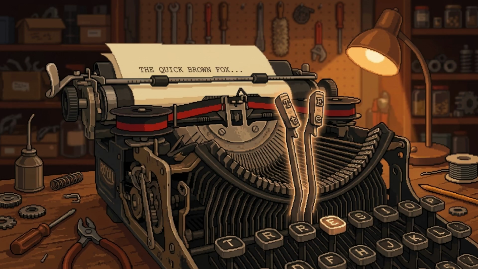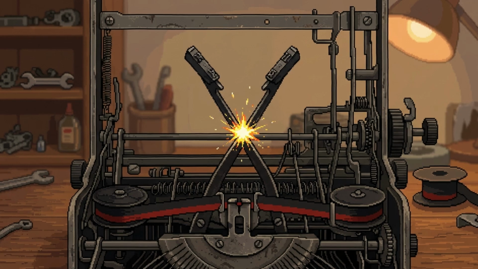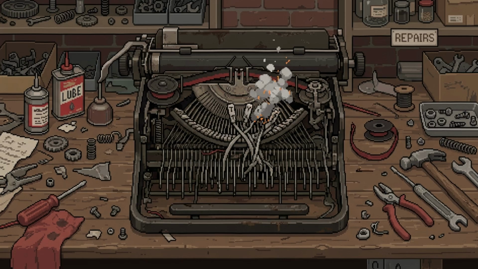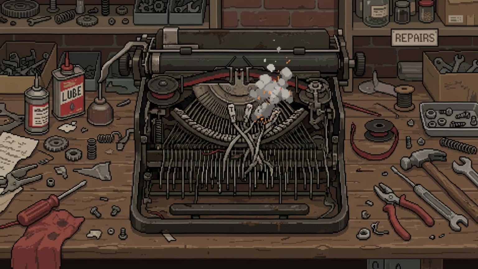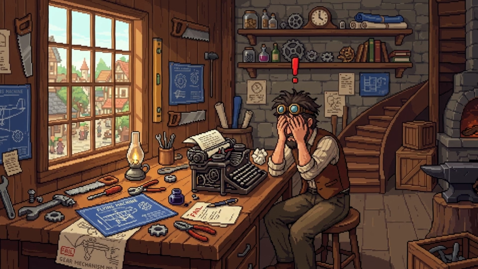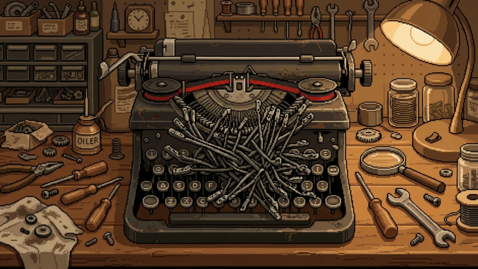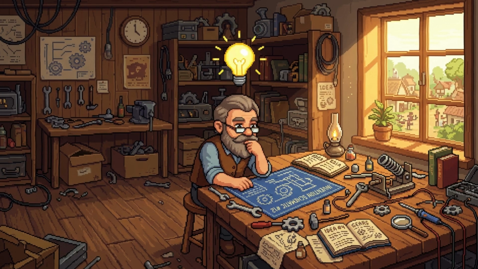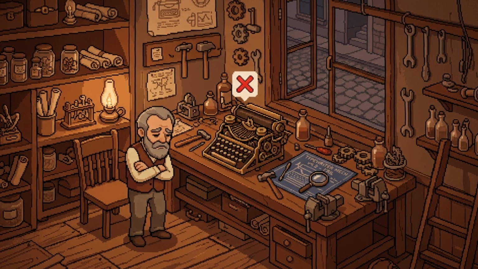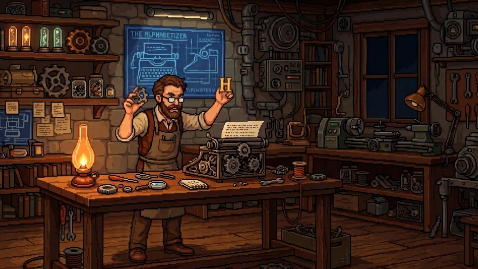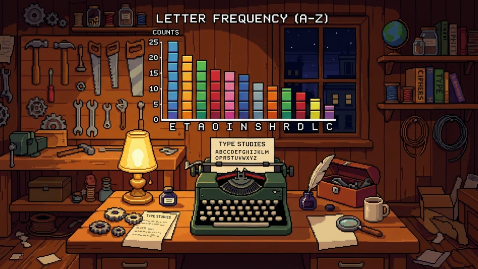Here's the problem. If two type bars sitting close together got struck one right after another too quickly, they'd physically collide and jam midair before they could fall back down. Typists using early prototypes kept getting stuck mid-sentence, arms tangled together, having to manually pry them apart. Sholes needed a fix, and he didn't have the technology to solve the actual mechanical issue, so he solved it a different way. He redesigned letter arrangement itself.